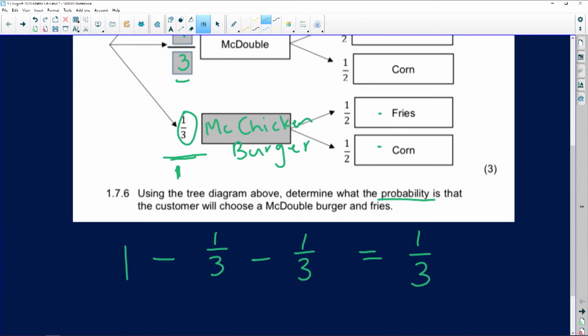It's not going to be 100%, but there's a chance, or there's a big chance, a small chance, or no chance whatsoever. So this particular one is asking us now, what are the chances of? Okay, so it says to us, using the tree diagram above, determine what the probability is, determine what the chances are that the customer will choose a McDouble burger and fries. And in that particular case, we need to go to McDouble burger and we need to go to fries.